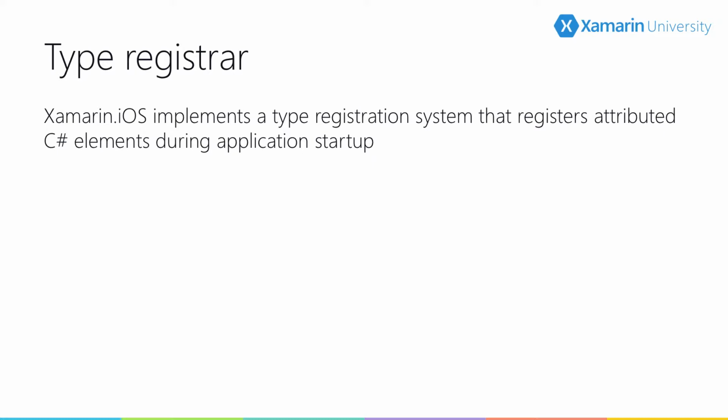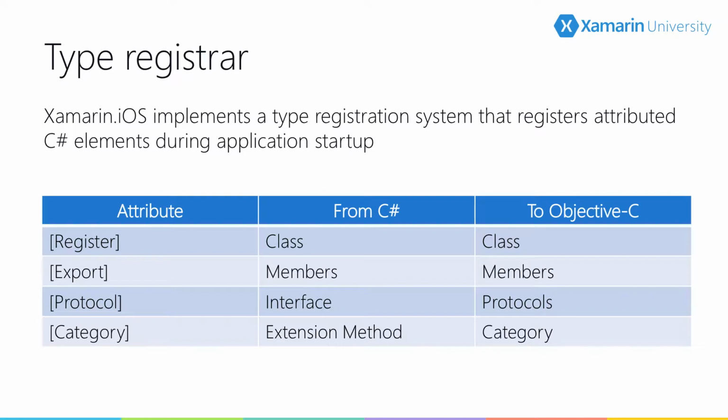During application startup, Xamarin iOS will register all attributed C# elements via the Xamarin iOS type registration system. Each attribute is specifically designed to manage and map C# concepts to ObjectiveC and back. Register is used to map C# classes as ObjectiveC classes. Export is used to map class members, where Protocol maps interfaces as ObjectiveC protocols, and Category maps extension methods as ObjectiveC categories. In the case of bindings, the Register and Export attributes are of particular interest to us, and we will investigate these over the next couple of slides.